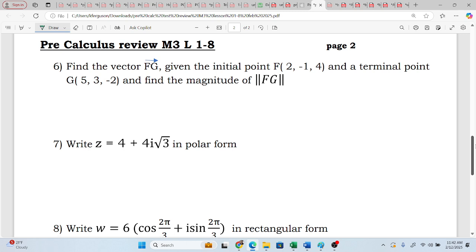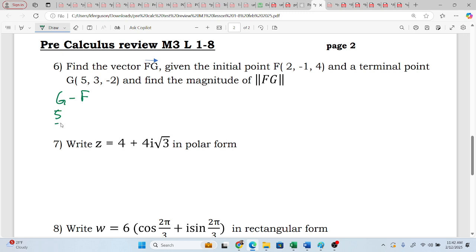All right, find a vector FG given the initial point. So this is in 3 dimensions. Given the initial point F and a terminal point G. Remember what initial and terminal mean. You know, initial is where you start, terminal is where you end. And as far as the vector, we can treat the vector like distance. So we're going to look at the initial point. That's what we're going to subtract from our terminal point to see what the distance was, to see how far we went. So I'm going to take G minus F.